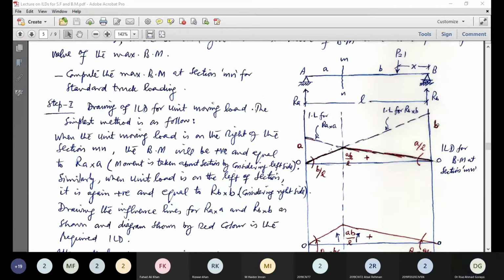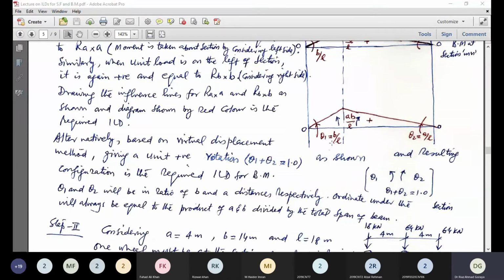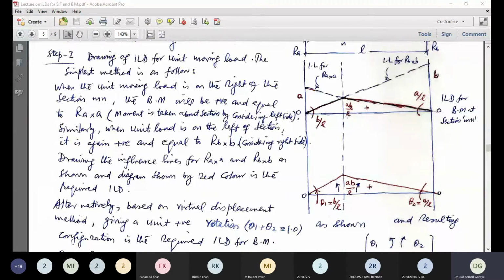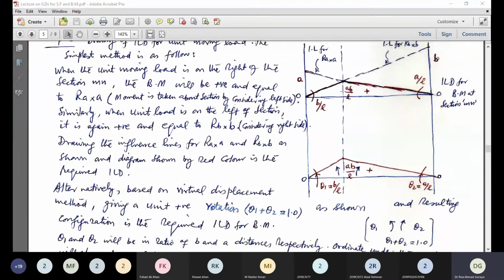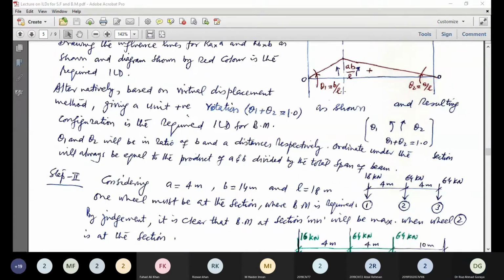In this case, this slope is a over L, into this horizontal distance, that is b. So ab over L. If we move from this support A, this slope is b over L, and the distance of the section from support A is a. So this ordinate is this slope into the distance, that is again ab over L. The same is here: this theta 1 is b over L, and this distance is a, so this is ab over L. So with unit positive rotation, the ordinate under the section is always the product of these two distances divided by the total span. So any question?